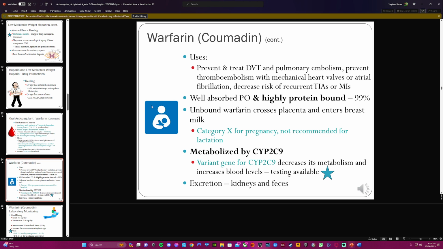Uses for warfarin are to prevent and treat DVT and PE, or pulmonary embolism, and prevent thromboembolism with mechanical heart valves or atrial fibrillation. This also decreases risk of recurrent TIAs or MIs.